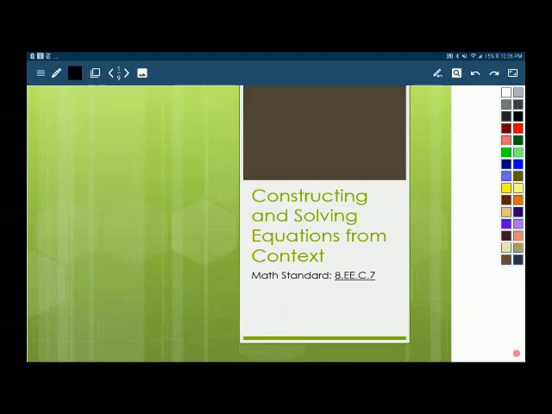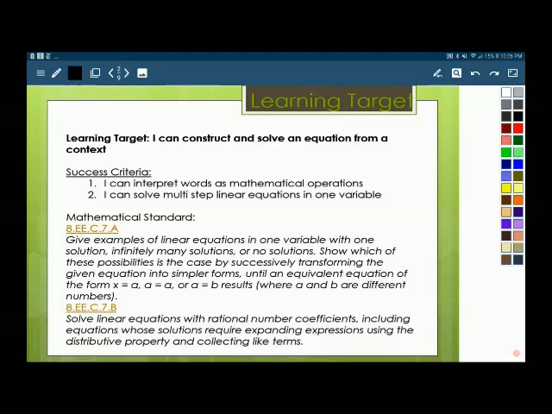Today we're going to be talking about constructing and solving equations from context. That means looking at word problems. So again, for our learning target, like I said, constructing means reading those words from the word problems and pulling out words that mean mathematical concepts.